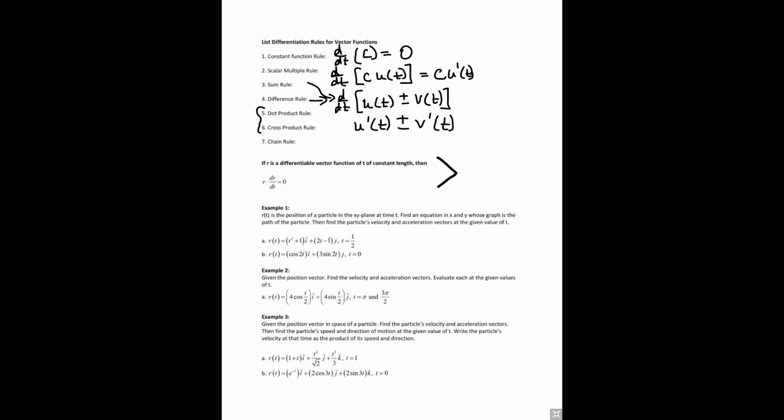Okay, so let's work through the examples. Let me switch screens. All right, so dealing with the first example, we're told that r of t is the position of a particle in the xy plane at time t. Find an equation in x and y whose graph is the path of the particle. Then find the particle's velocity and acceleration vectors for the given values of t.